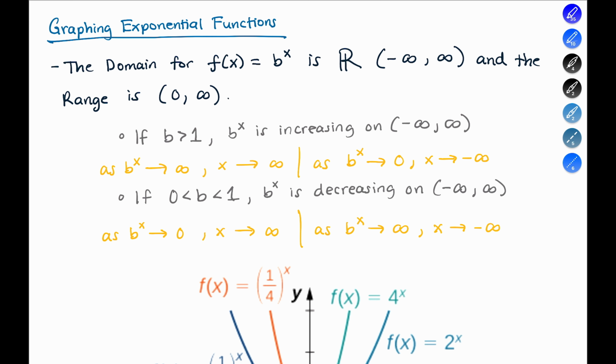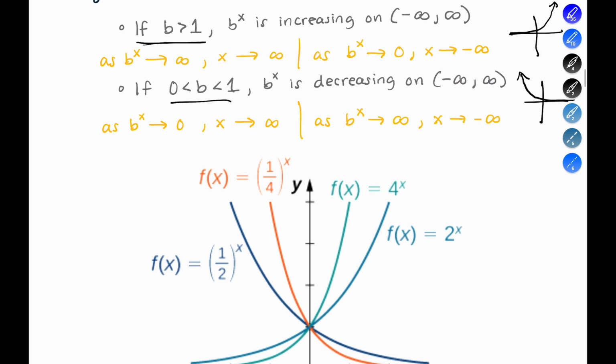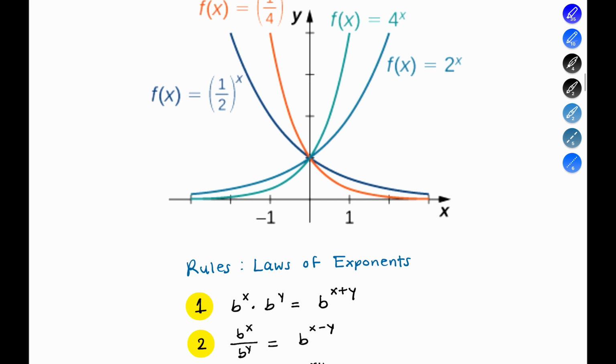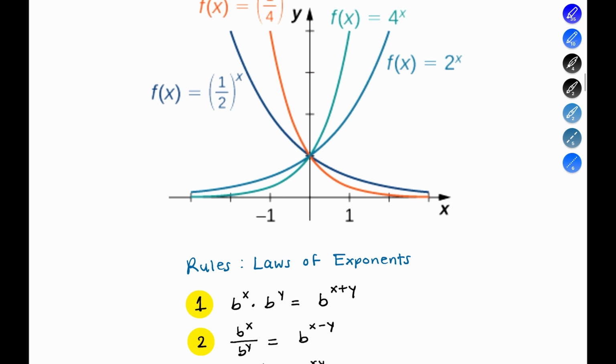So basically, in short, what these two are trying to say is that the graph of this one looks something like this, and the graph of this one looks something like this. They're kind of inversed. So now let's take a look at this representation over here. And we'll also look at the rules of exponents.